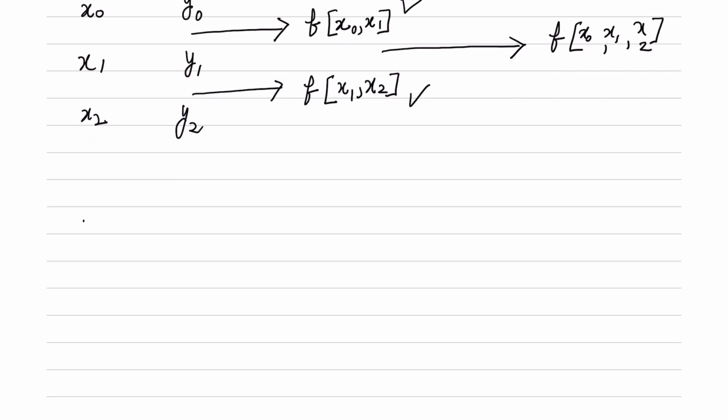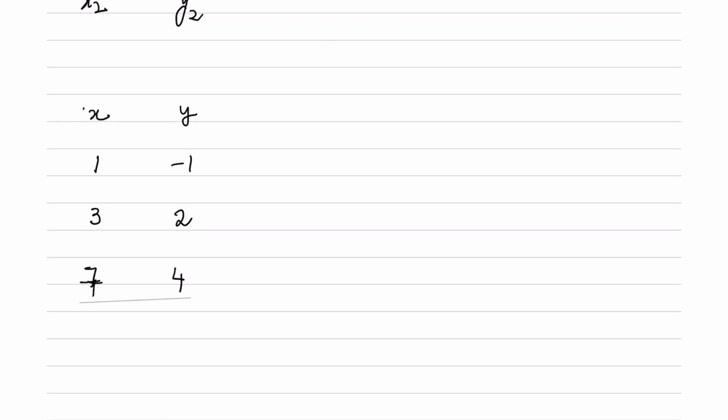We have the data x: 1, 3, 7, and the corresponding y values are -1, 2, 4. First of all, see whether this data is equally spaced or not. 3 minus 1 is 2, 7 minus 3 is 4. The difference between every two consecutive x values should be the same. Only then we will call that data equally spaced. Since it is not the same, we will not call this data equally spaced. It is rather a not equally spaced data.